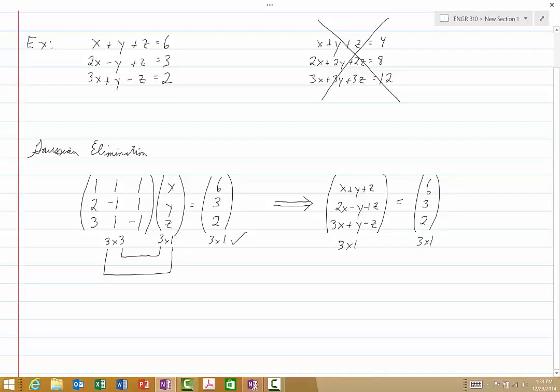And then on the right hand side we simply have 6, 3, 2, which is also 3 by 1. So now we have that these two 3 by 1 matrices are equal to each other, and of course that means that every component is the same. So that says that x plus y plus z is 6, 2x minus y plus z is 3, and 3x plus y minus z is 2.